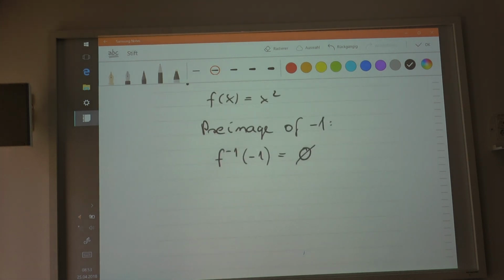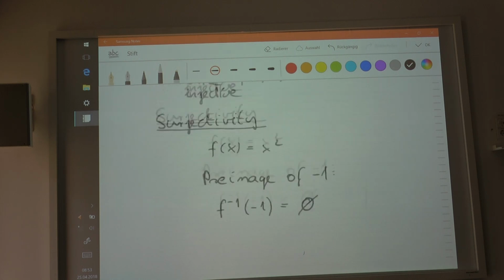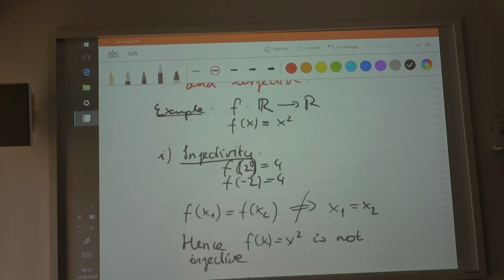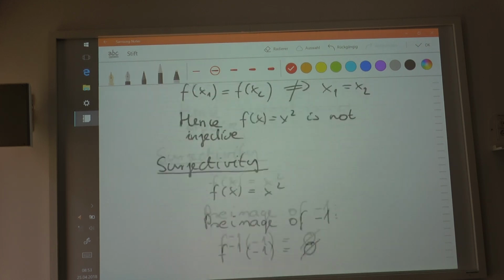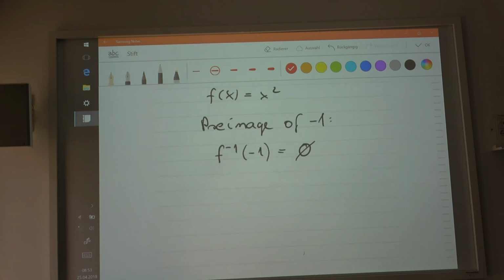That is the formal notation, because the pre-image is supposed to be a set. So in that case, the pre-image of negative 1 is empty, which means the function is not surjective, because there is at least one element from this set here, the second one, where the pre-image is empty.